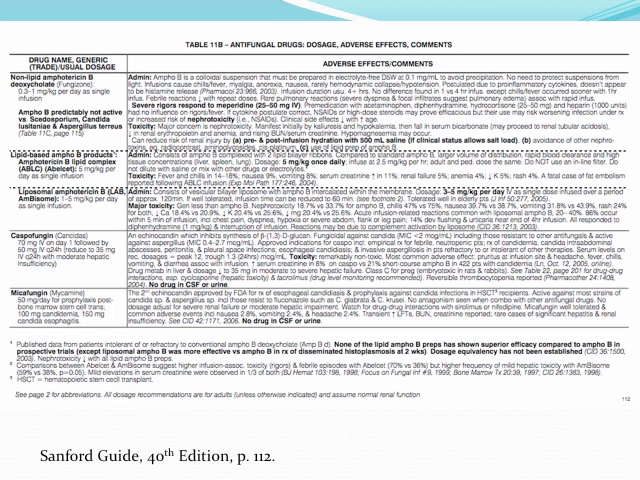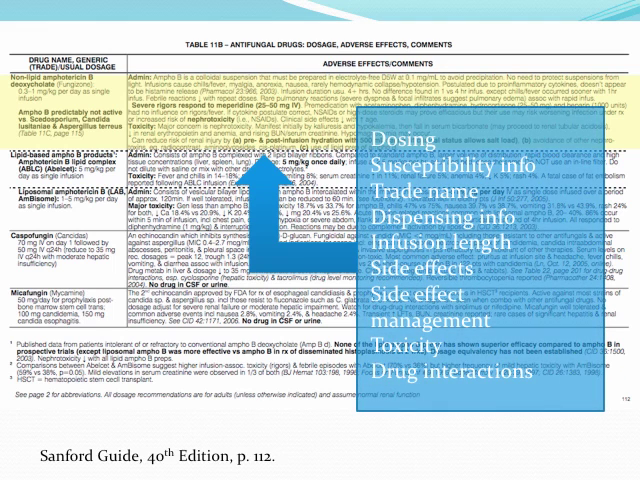Now let's look at one listing as an example of all the types of information that the Sanford Guide can give you. In this one section, which only comprises 2 columns, the listing lists the amphotericin B deoxycholate dosing, susceptibility info, the trade name, the dispensing info, the infusion length, side effects, side effect management, toxicity, and drug interactions. That's all listed in this one section. It's really an amazing collection of comprehensive information contained in a single listing of the guide.